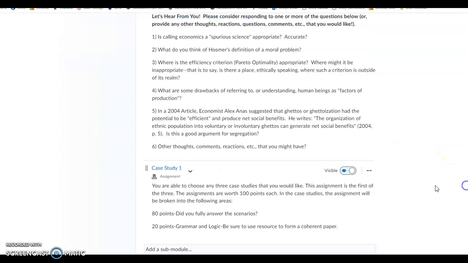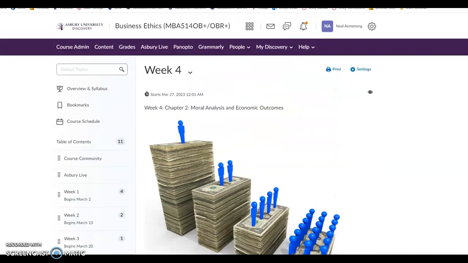We also have that case study, so you can definitely pick any case study you'd like in the book. You have to do 3 of those for a total of 100 points. So I would definitely go ahead and get one out of the way if you have a chance this week. Definitely look at the point spread here. You want to have 80 points on your full answer to the scenarios and 20 points for grammar and logic. So we want to definitely have a coherent paper. But that's kind of what we're looking at this week.